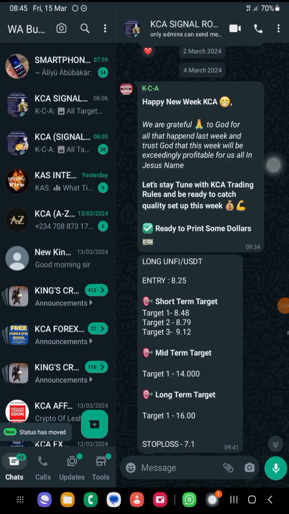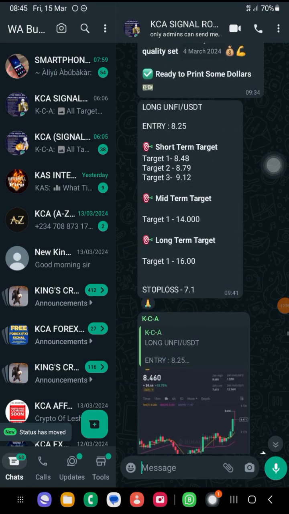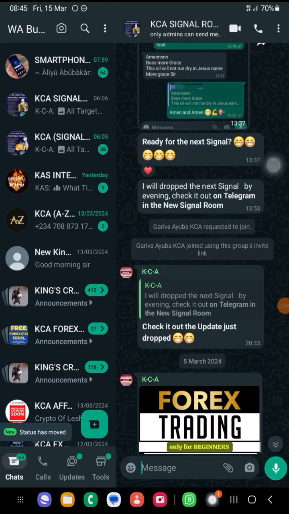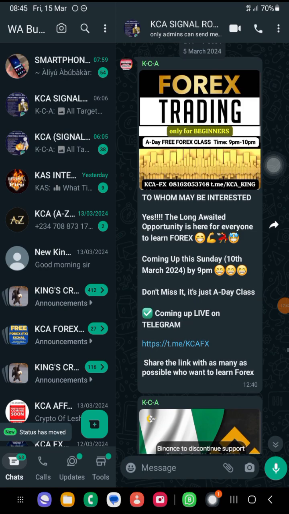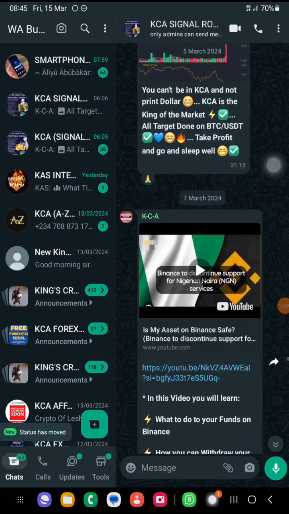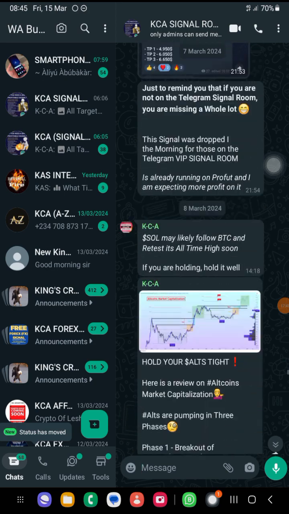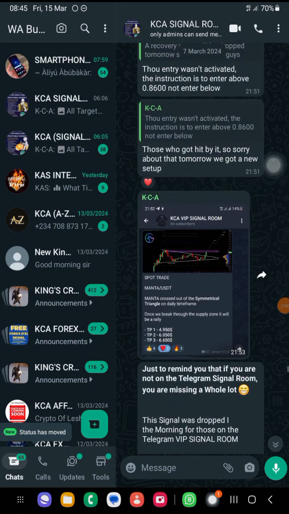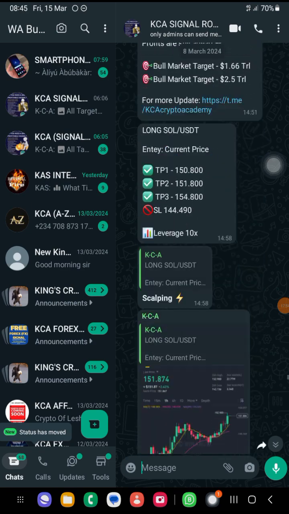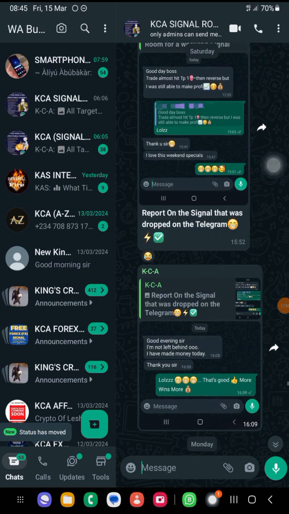Okay, I mistakenly posted a wrong address here, so that's why I deleted it. You can see student profit here. Ready for the next signal. You can also go to our Telegram channel to see a lot of our trading results. Okay, these are the ones I posted lately. I think I posted this coin, and this coin did excellently on our Telegram signal room. What I had done already, you can see it here.